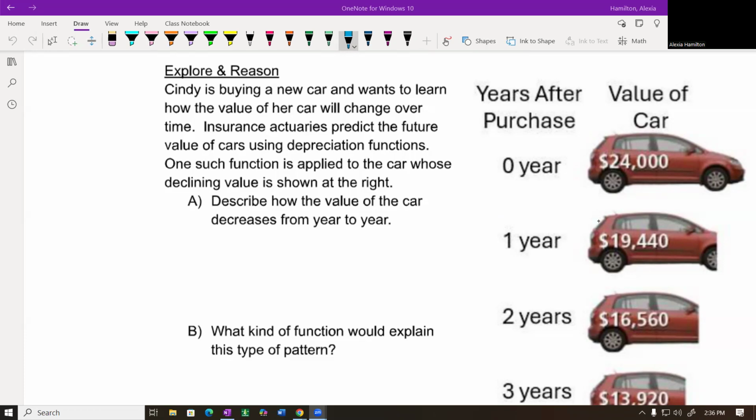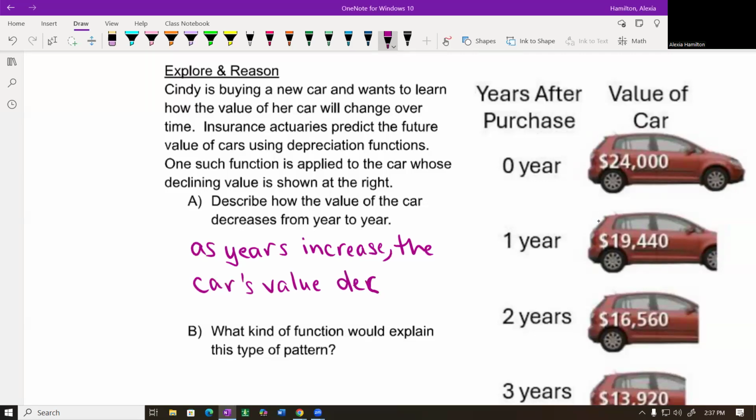Well, it got lower. But yeah, I think ultimately they're just saying that as the years increase, the car's value decreases. I can spell decreases. There we go.